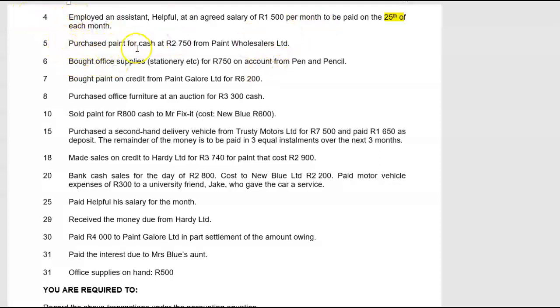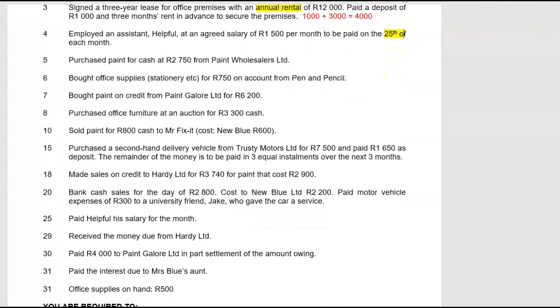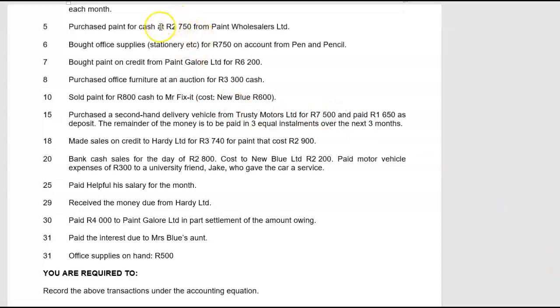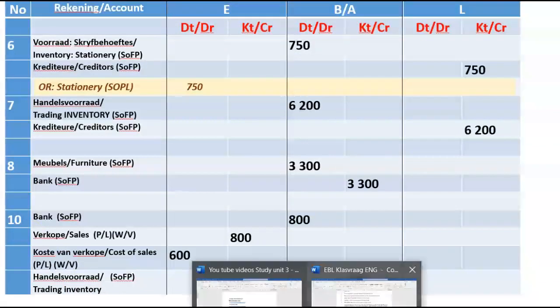On the 5th, purchase paint for cash at 2,750 Rand from paint wholesalers. Now remember, we are a paint business. So what is paint then? Paint is a commodity that we trade in. So that is our inventory figure. We paid it for cash. So therefore what happens is we debited trading inventory, statement of financial position, 2,750, and we credited bank 2,750. A debit against assets and a credit against assets. Our asset inventory increased, but our asset bank has decreased.